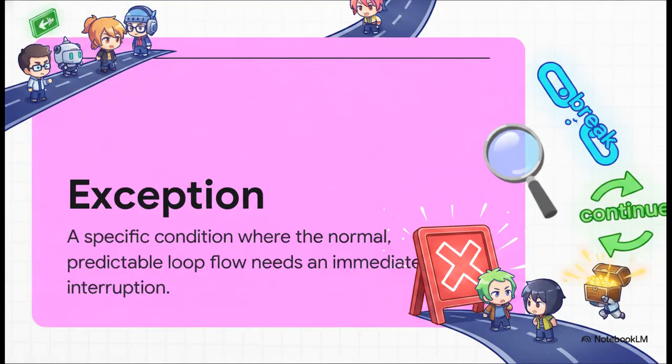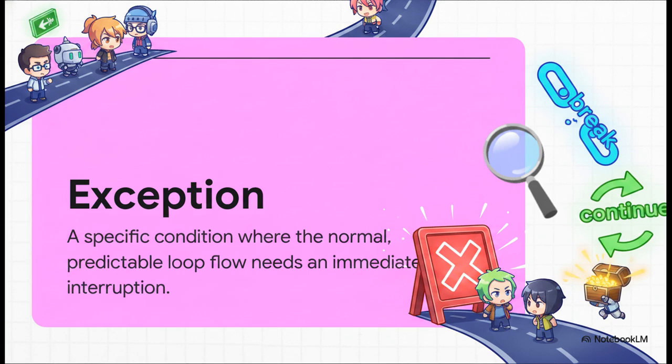But hey, code, just like life, doesn't always go exactly as planned, right? We run into exceptional circumstances. These are specific conditions in your code where that normal, highly predictable forward march needs an immediate interruption. Imagine you're on that predictable journey, but suddenly, boom, you hit a massive roadblock. Or think about a real-world coding scenario. You realize you've already found the exact user you were searching for in a massive database. Continuing to search the rest of that database is just a massive waste of processing power. You need an emergency exit.